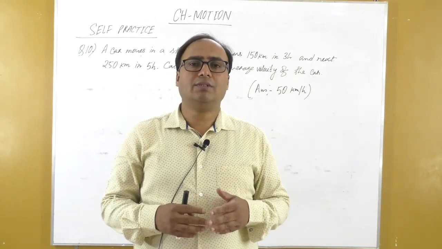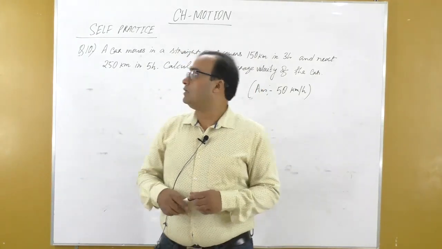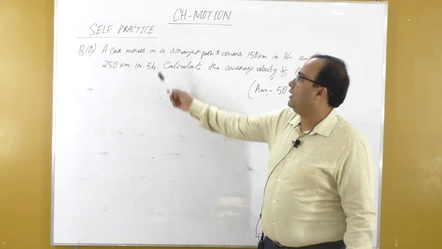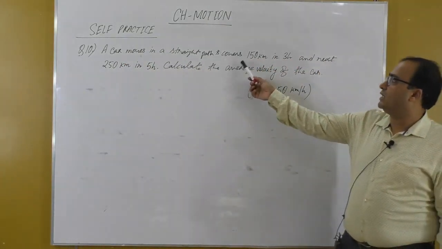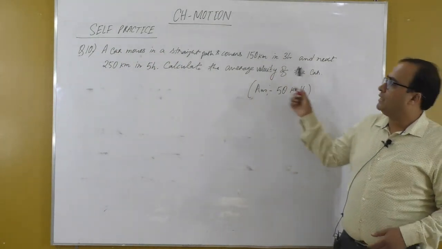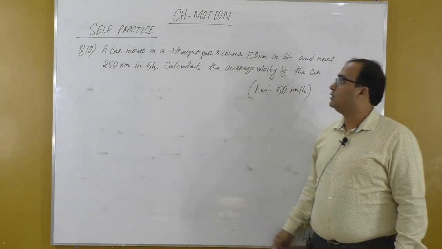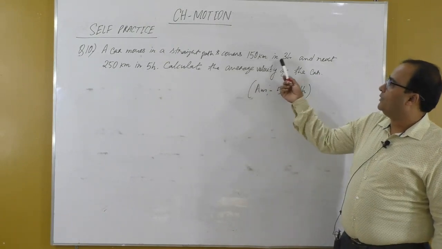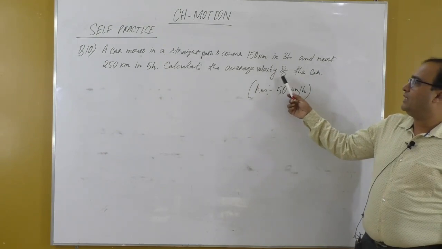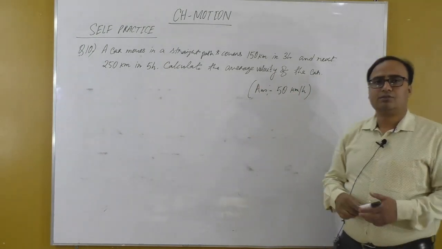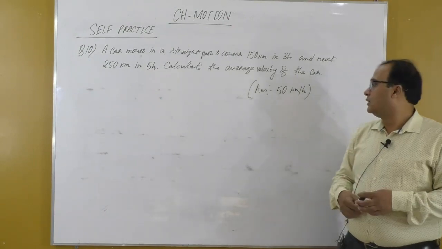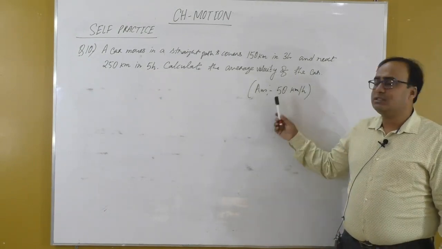Now you can note down the last question of this part, and this question is for self-practice. Question number 10, a car moves in a straight path and covers 150 km in 3 hours and next 250 km in 5 hours. So first 150 km in 3 hours, next 250 km in 5 hours, you are asked to calculate average velocity of the car. So you should know the total displacement, you should know the total time taken, and you can easily calculate average velocity.